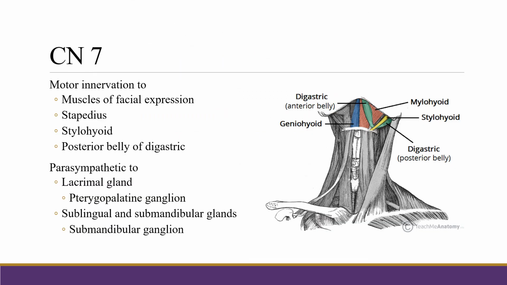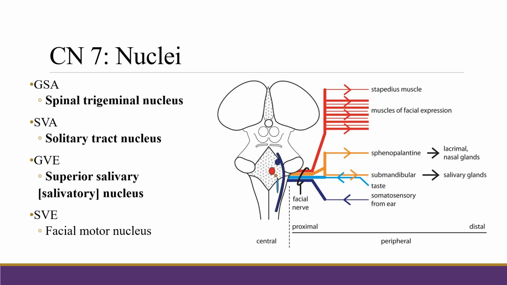Motor innervation: muscles of facial expression, and also stapedius, stylohyoid, the posterior belly of that weird digastric muscle. Parasympathetics, again, to the tears, so lacrimal gland and that pterygopalatine ganglion responsible for that tearing. Sublingual and submandibular as well.